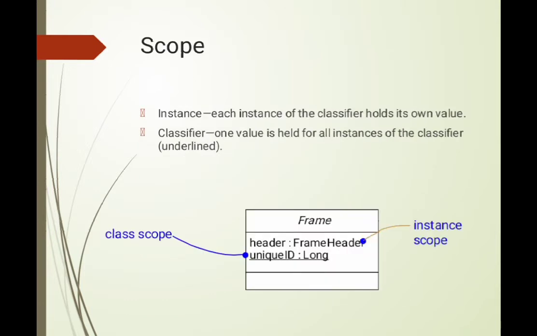There will be a scope of the class, that is instance. Each instance of the classifier holds its own value, whereas for classifier scope one value is held for all the instances of the classifier. That underlined word is nothing but the classifier which has the scope of the class. Here unique ID is the scope of the class and the data type is nothing but the instance scope.